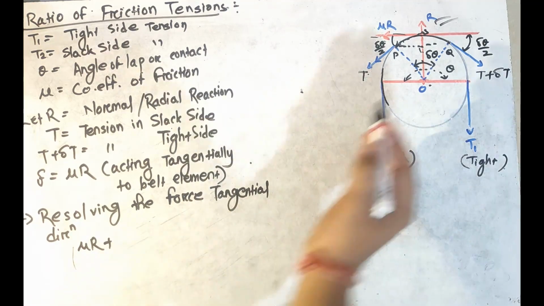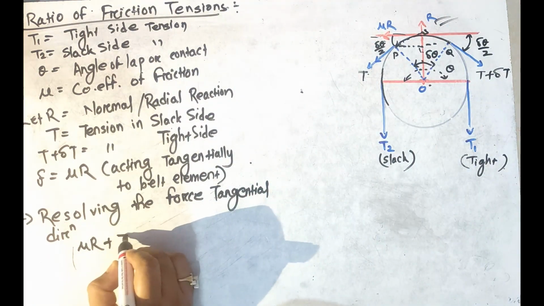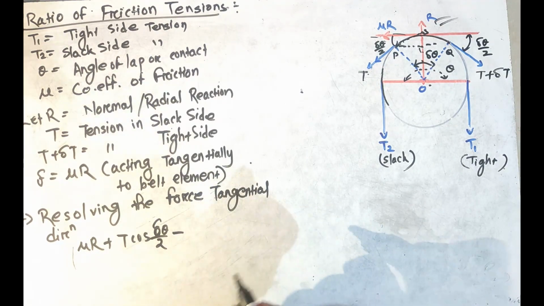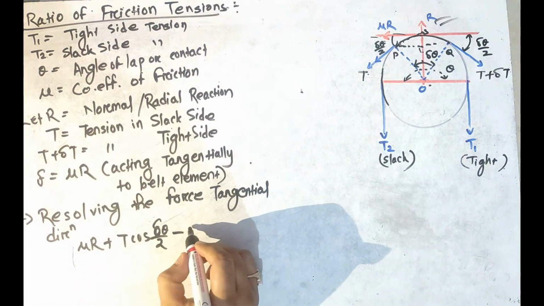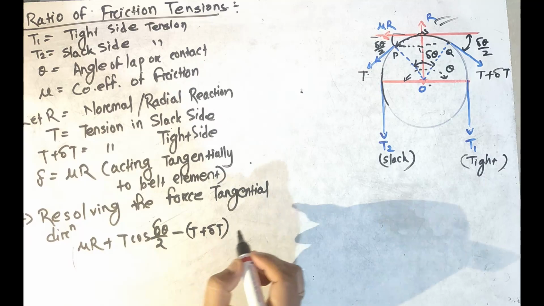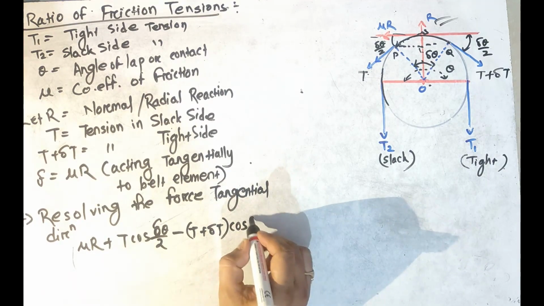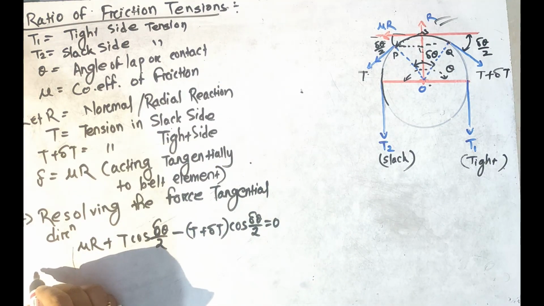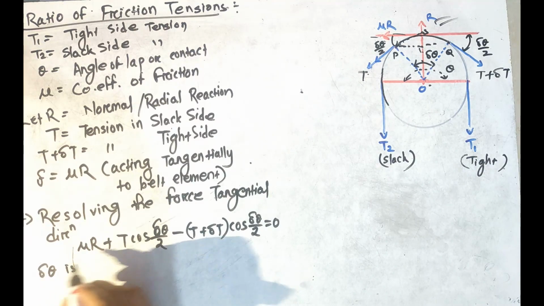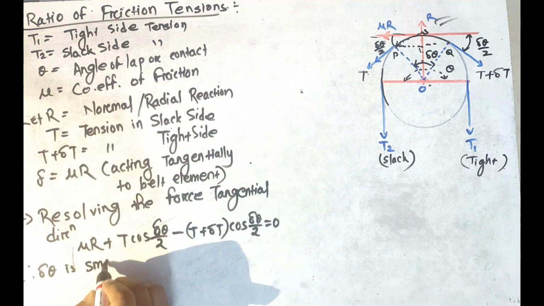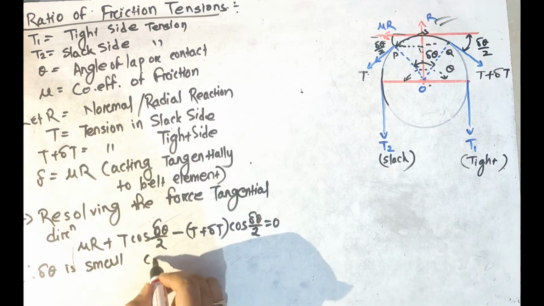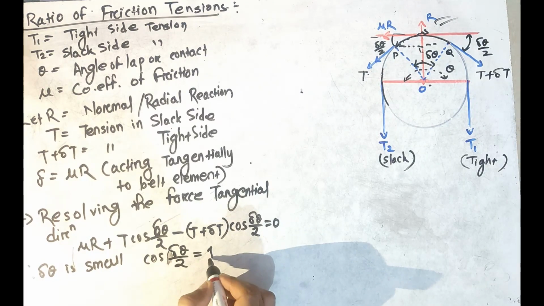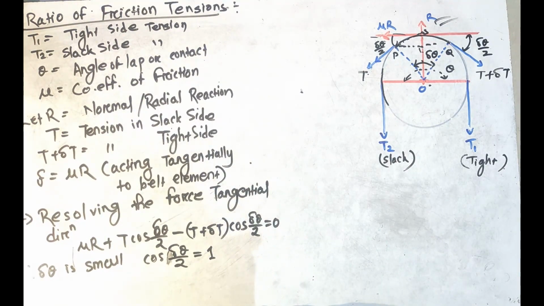Mu R plus, this is also in the same direction, that is T cos del theta by 2, minus, obviously that is in the opposite direction, T plus del T horizontal component or tangential component cos del theta by 2, that is equal to 0. So here del theta is a very small quantity. So directly we can write cos del theta by 2 will be equal to 1. Yes or no?